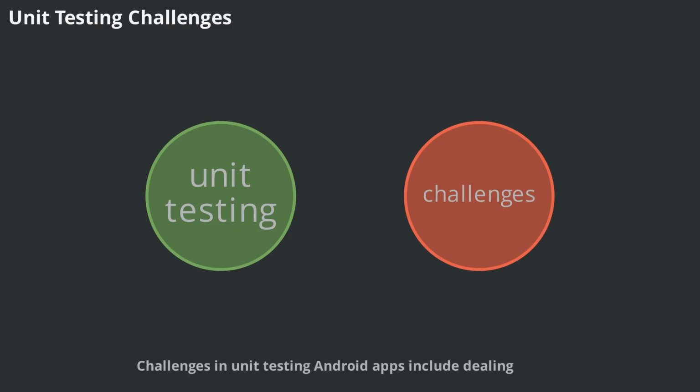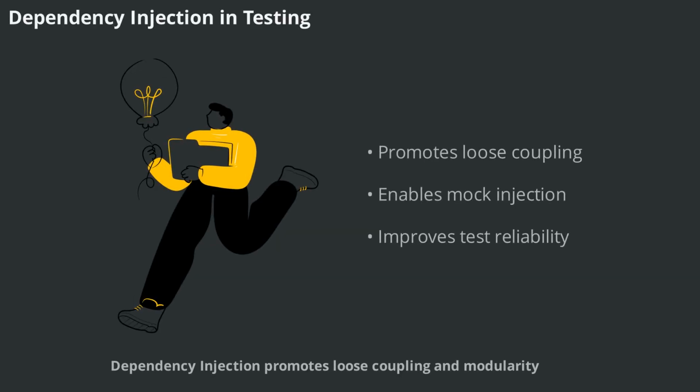Challenges in unit testing Android apps include dealing with the framework's reliance on context and system services, managing dependencies, and handling asynchronous code. Solutions involve using robust frameworks, mock objects, and strategies for testing concurrency and timing, ensuring reliable and maintainable tests. Dependency injection promotes loose coupling and modularity, making it easier to manage and replace dependencies during testing.